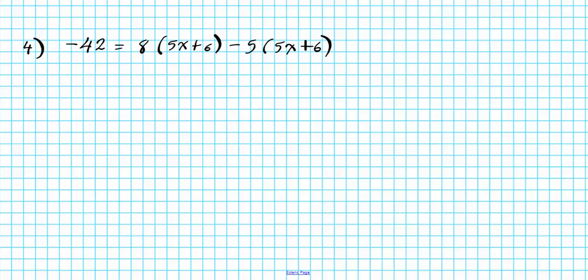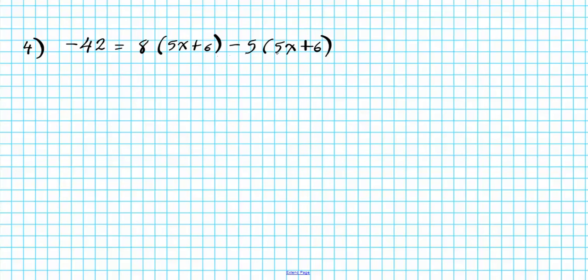All right, so this is an interesting problem. There are 3 different methods you can use to solve this equation, and they vary in level of complexity. The first involves combining these two since the quantities in the parentheses are identical, and is becoming 3 times 5x plus 6, and then distribute and solve.